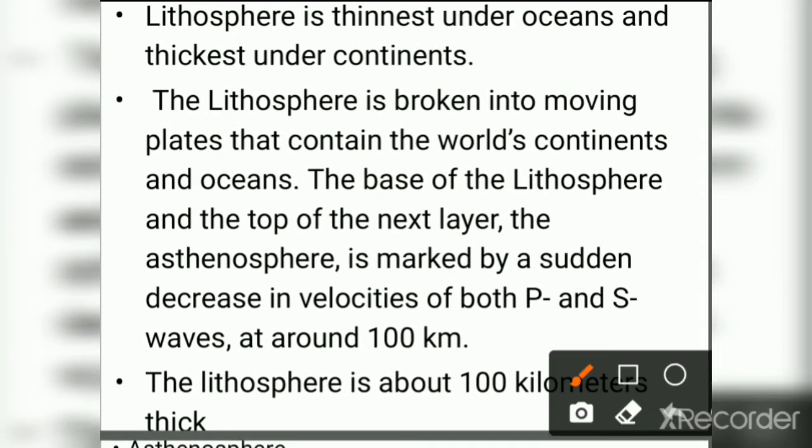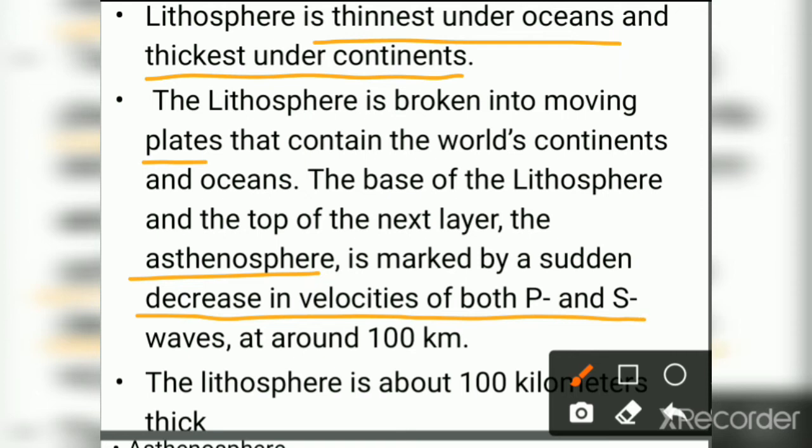Lithosphere is thinner under oceans and thicker under continents. The lithosphere is broken into moving plates that contain the world's continents and oceans. The base of the lithosphere and top of the next layer, the asthenosphere, is marked by a sudden decrease in velocity of both P and S waves around 100 kilometers. The lithosphere is about 100 kilometers thick.